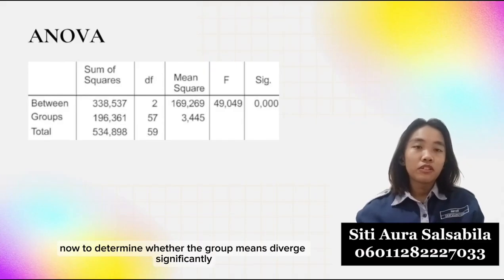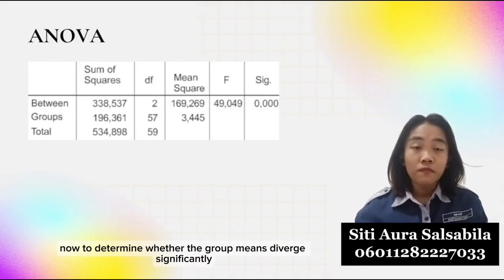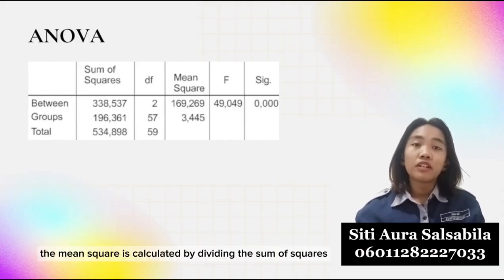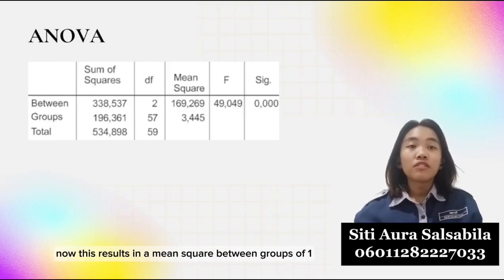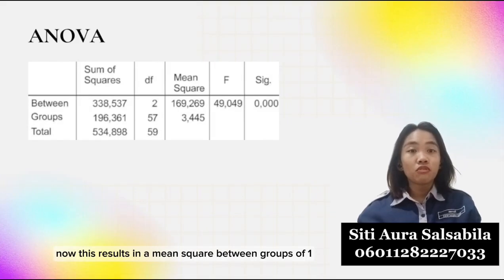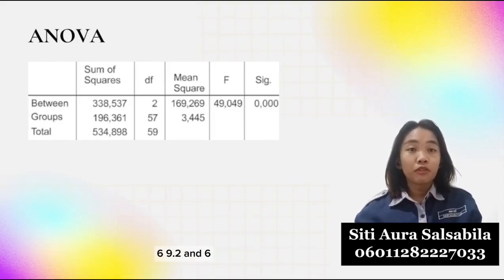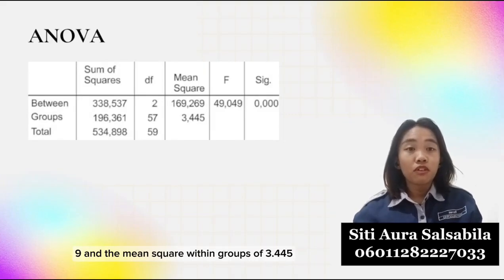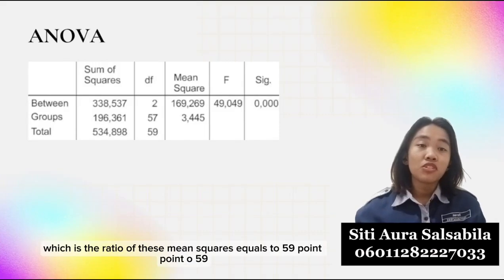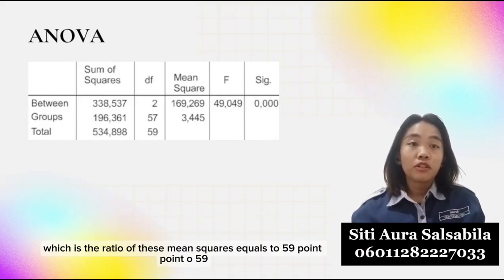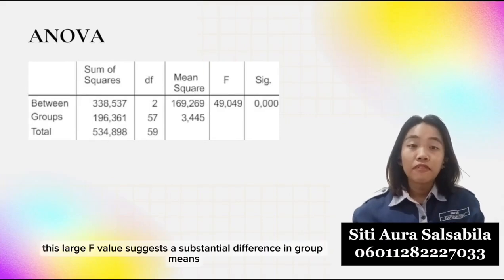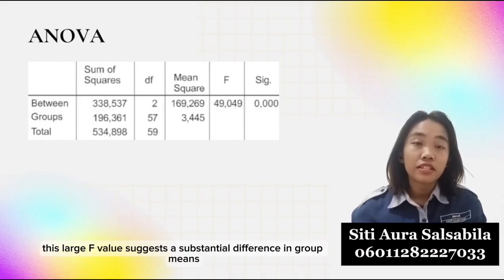Now, to determine whether the group means differ significantly, the mean square is calculated by dividing the sum of squares by the respective degrees of freedom. Now, this results in a mean square between groups of 169.269 and a mean square within groups of 3.445. The F statistic, which is the ratio of these mean squares, equals 59.059. This large F value suggests a substantial difference in group means.